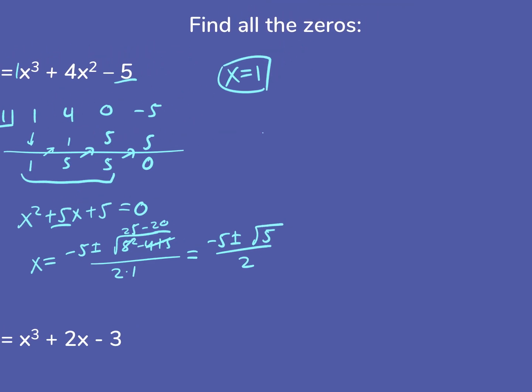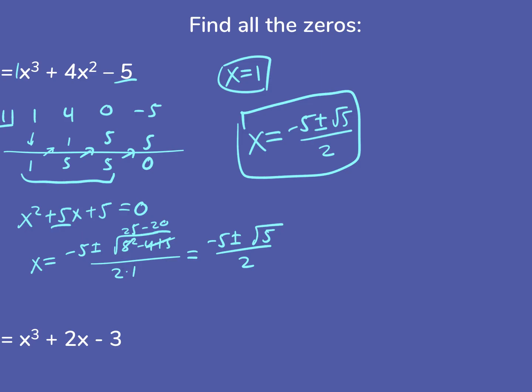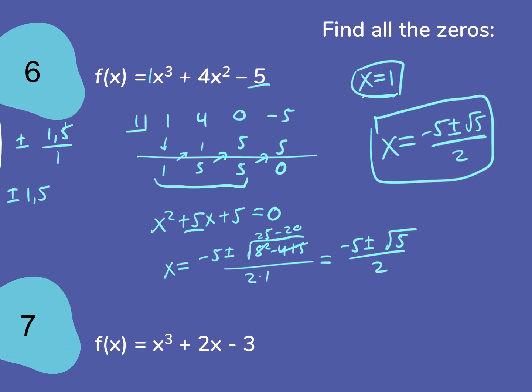Right, and there's no way to simplify that anymore, so I get x equals negative 5 plus minus the square root of 5 over 2 as my final answer. Right, so we get 3 zeros, we get 1, and then plus minus means that there's 2 answers, right, which is consistent with our highest exponent. All right, let's try the same thing with the next one.